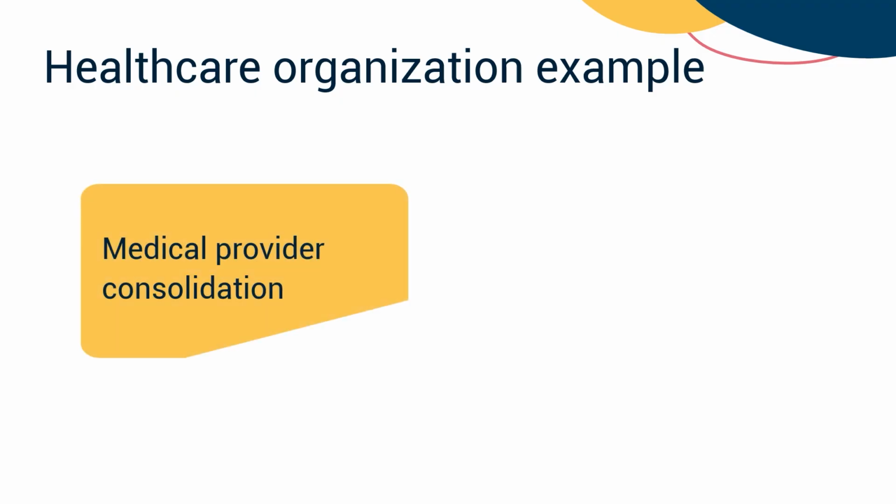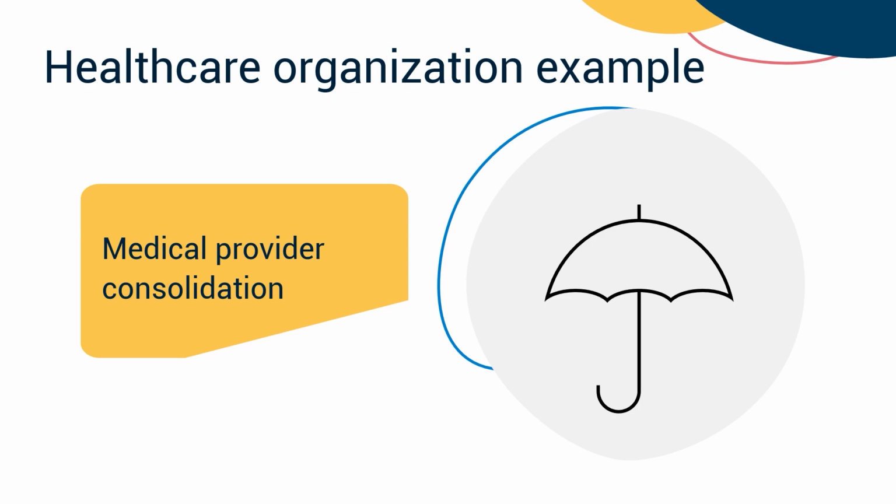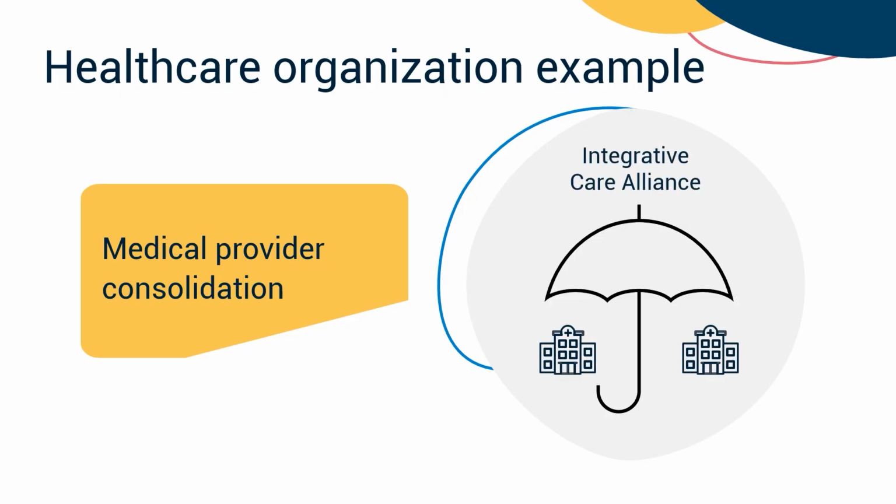Many healthcare organizations around the United States consolidate individual healthcare providers, such as private doctors' offices and clinics, under one organizational umbrella in an effort to share administrative resources like scheduling and billing. Let's call our fictional healthcare organization Integrative Care Alliance. Their current program entails integrating 2 local hospitals into the alliance.